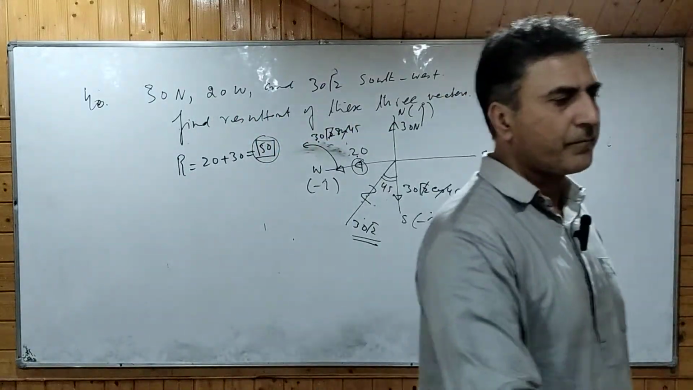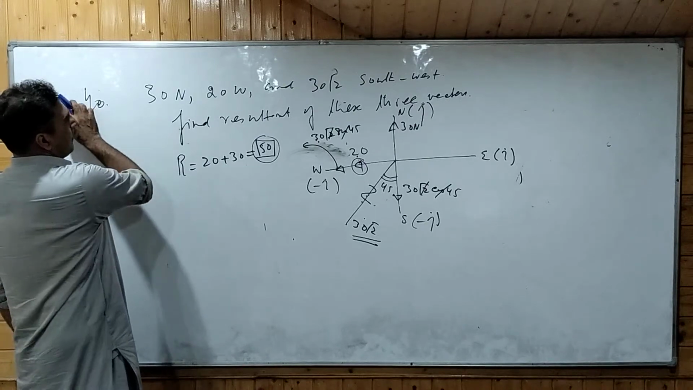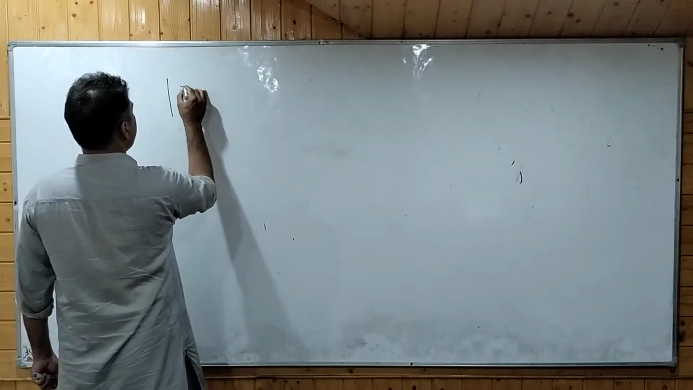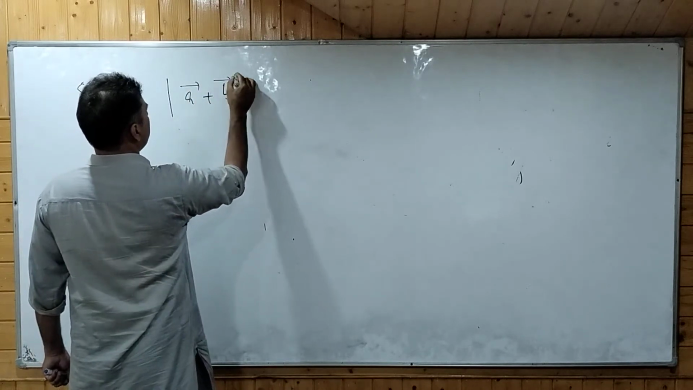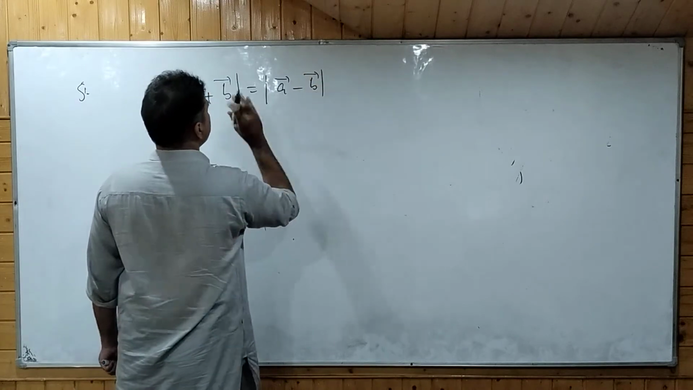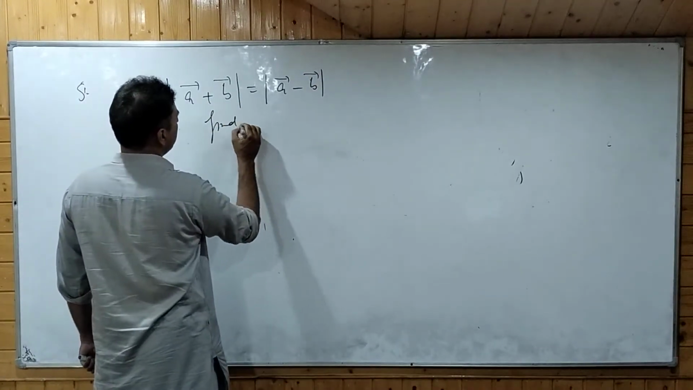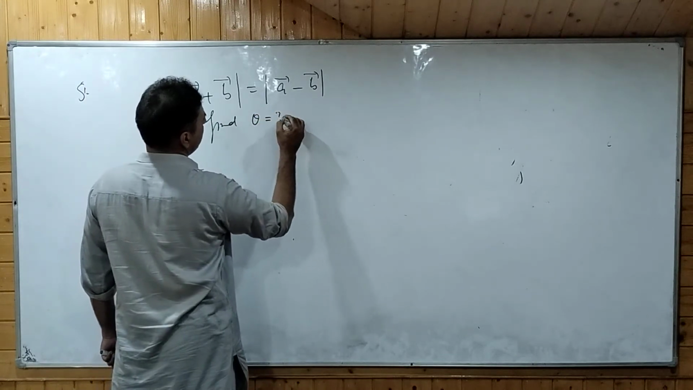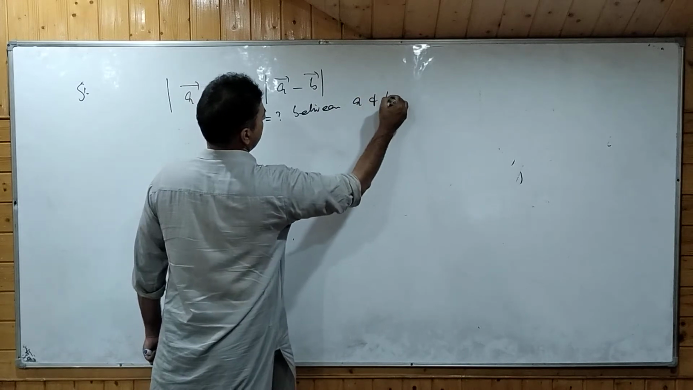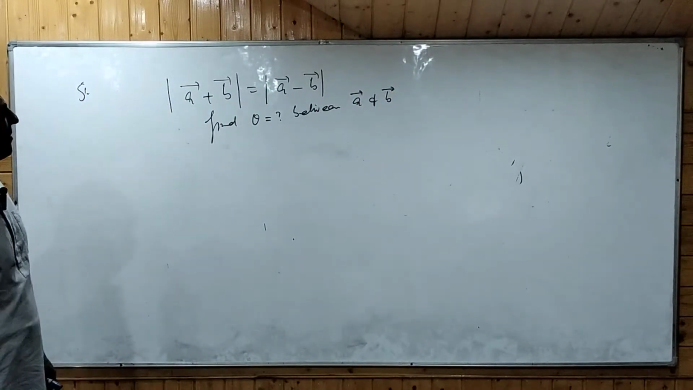Okay. Question. Fifth one. If I make a question that magnitude of A plus B is equal to magnitude of A minus B. This is a given condition. My question: find theta between A and B. Find theta between A and B.